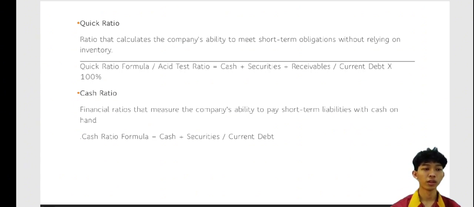Quick ratio. A ratio that calculates the company's ability to meet short-term obligations without relying on inventory. Quick ratio formula: quick ratio equals cash plus securities plus receivables divided by current debt, times 100%. Cash ratio, a financial ratio that measures the company's ability to pay short-term liabilities with cash on hand. The cash ratio formula equals cash plus securities divided by current debt.